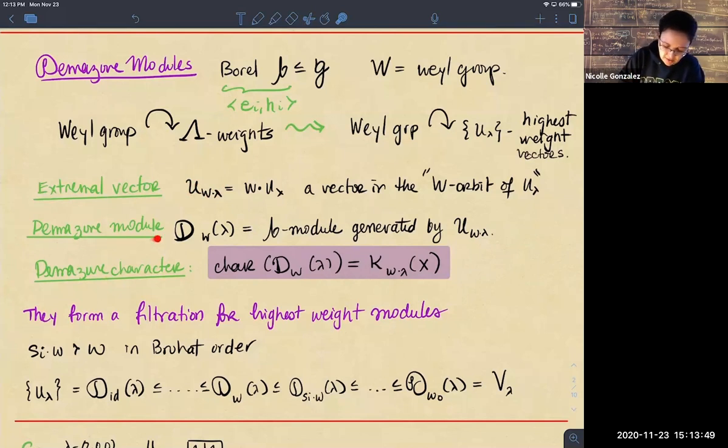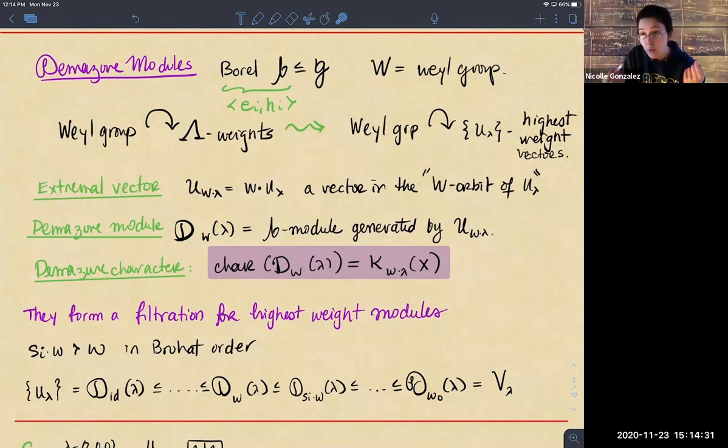Our Demazure module then is going to be the module that you get by acting on this extremal weight vector just by the Borel subalgebra. So normally, it's kind of a generalization of a highest weight module. A highest weight module, you take your U lambda and you act by the entire Lie algebra. Here, you're just taking your extremal weight vector and you're acting by a Borel subalgebra. So you're not getting the whole thing. You're getting a smaller module essentially.